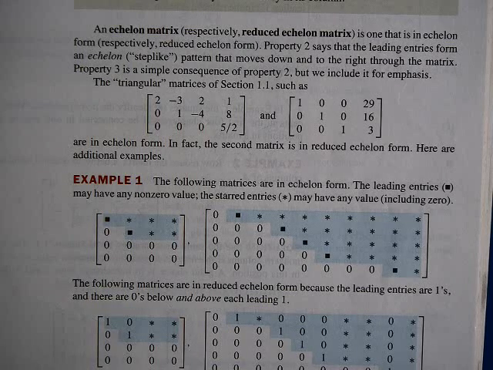If it's in echelon form, this can be a 1, it can be a 4, it can be a -7. And these can be anything either. The asterisk can be any number, including 0. The boxes can only be non-zero numbers. Okay? So that's called echelon form.